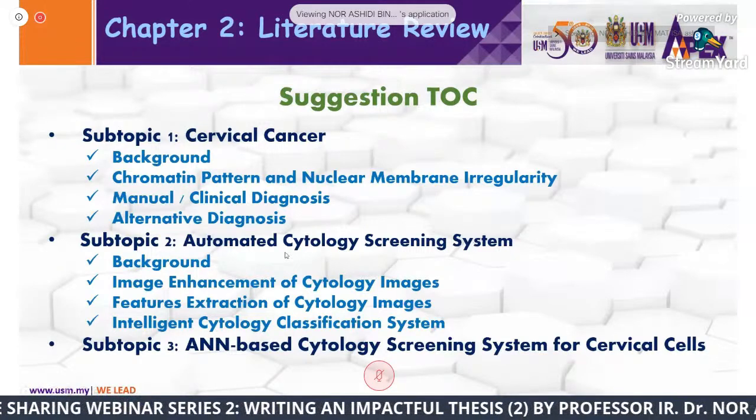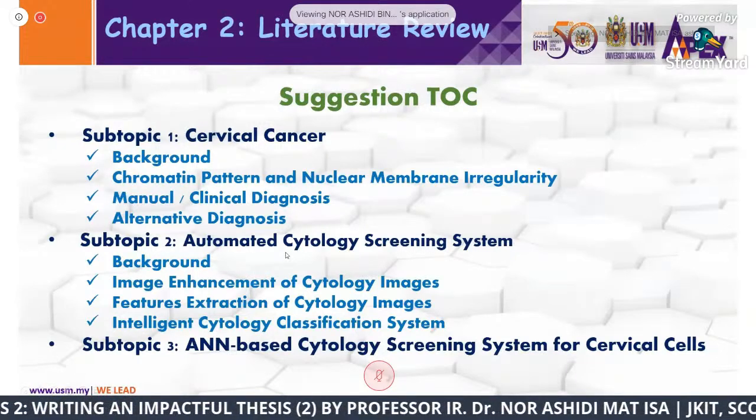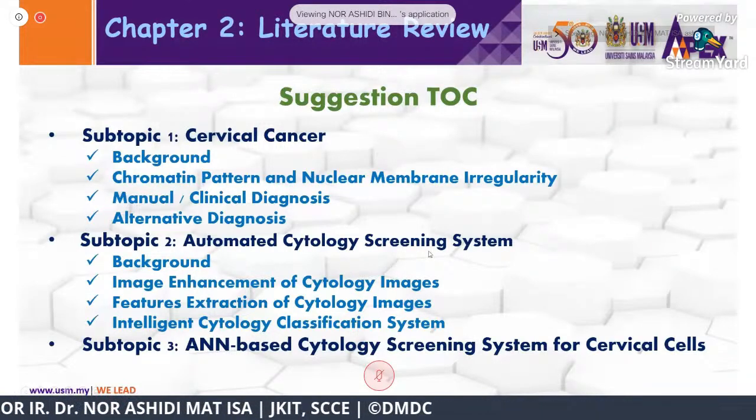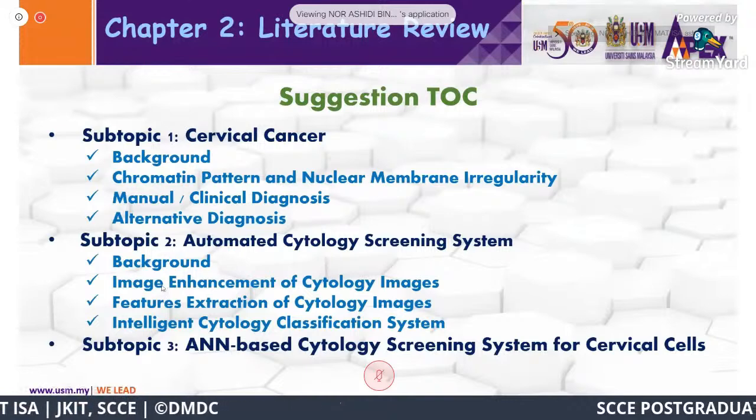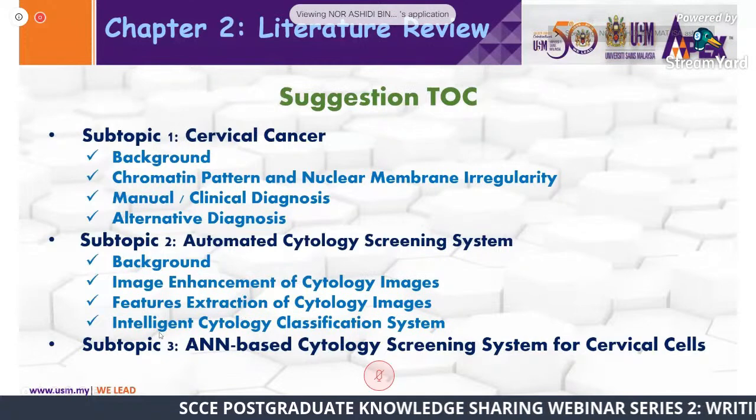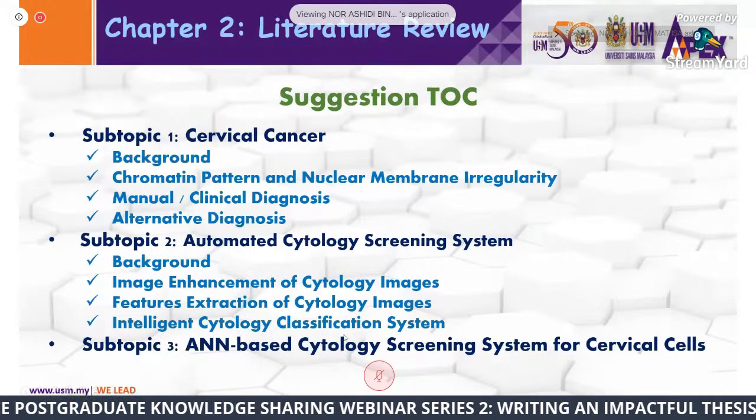For example, for my student's research problem, the cytology screening system has 3 stages. The first one is image enhancement. The second one is feature extraction, and the third one is the intelligent cytology classification system.